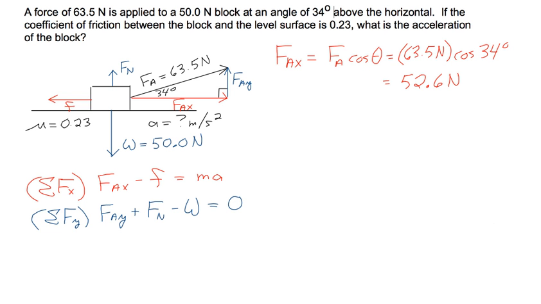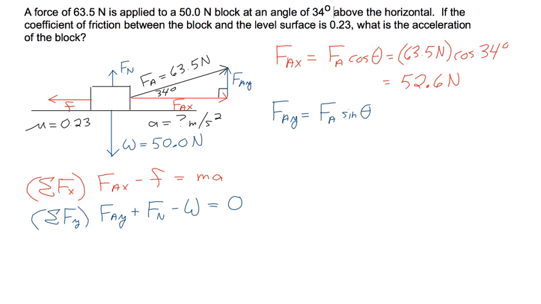So that's the applied force in the x direction. In the y direction, we're going to do the same thing. When I solve for the applied force in the y direction, it's going to be the hypotenuse times the sine of the angle. Because if you look at the picture, the FAY is the opposite side from the angle. So opposite divided by hypotenuse is the sine of the angle.